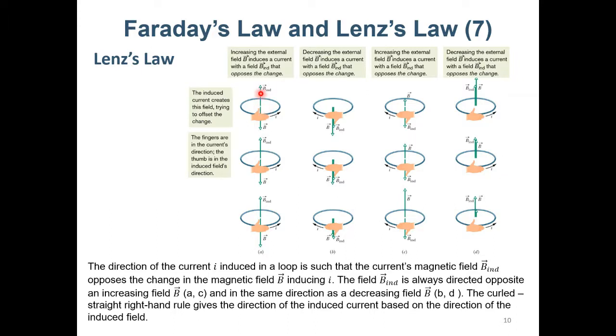It will generate a B field pointing upward. The induced current creates this field, trying to offset the change, trying to cancel the change, only trying, but not necessarily canceling all of it. With the fingers in the current direction, the thumb is in the induced field direction. So it tells you that the induced B field is something like this, and the current should be counterclockwise in this field.